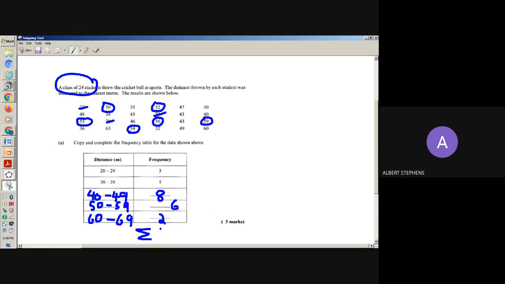Epsilon means the sum of. So the sum of the frequency, you guys get 24 when you add all these numbers? Yes, sir. Right, so I will just check to see if the values are correct. All right? So that's how we get our 3 marks. Any questions?